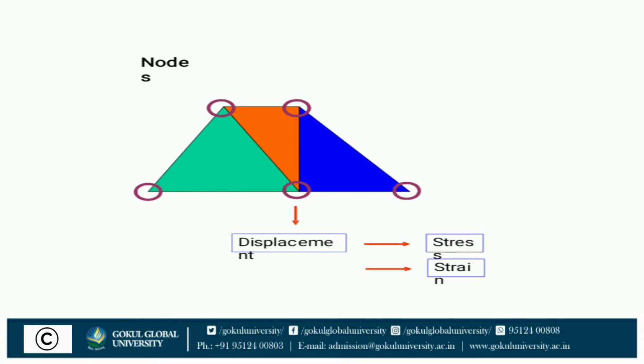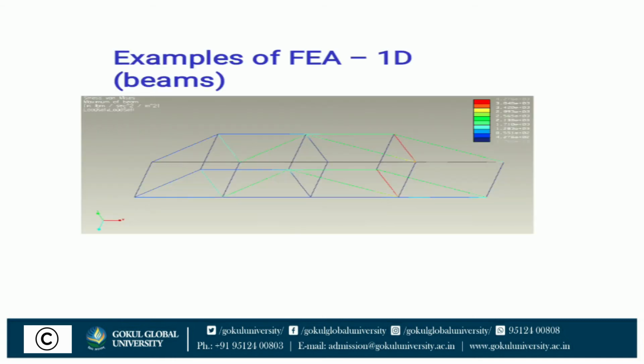Then another one is the saffron color triangle, which has three nodes. Then another one is the blue color, which consists of three nodes, in which the displacement can be taken and stress value can be calculated by a simple technique, by simple geometric applications. Likewise, if you place this model into solid modeling software like Creo, you can take some structural application. Likewise, you can see here.